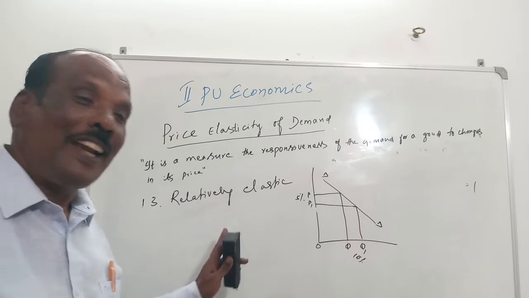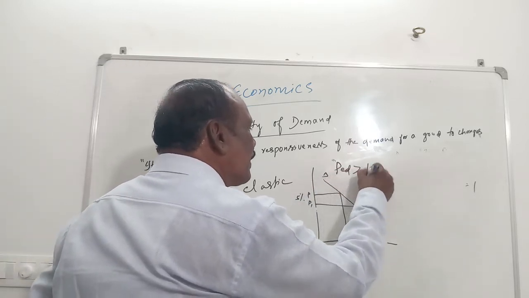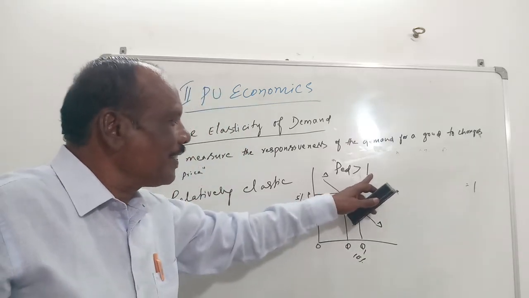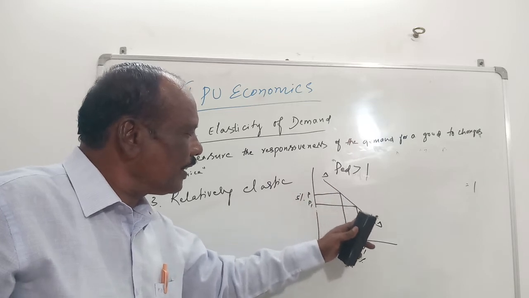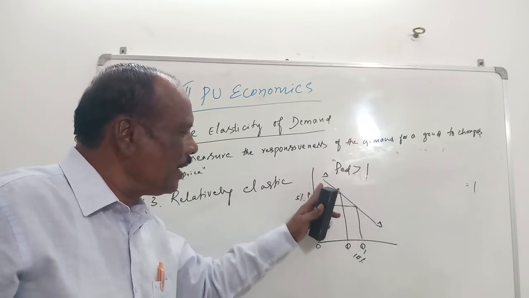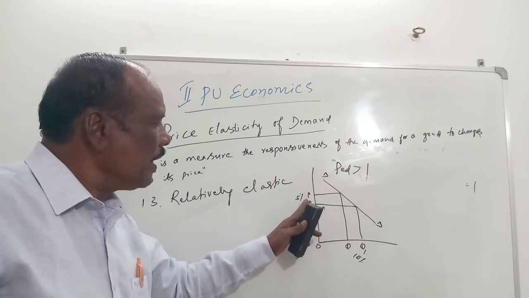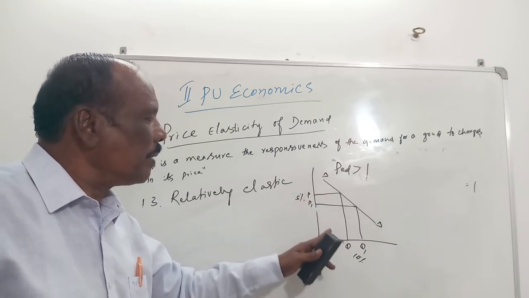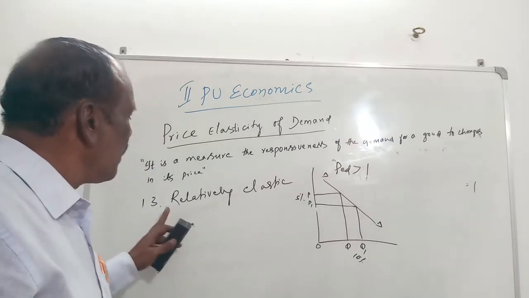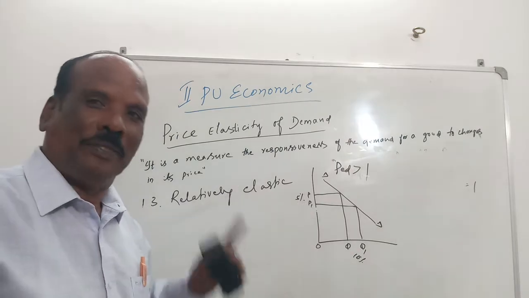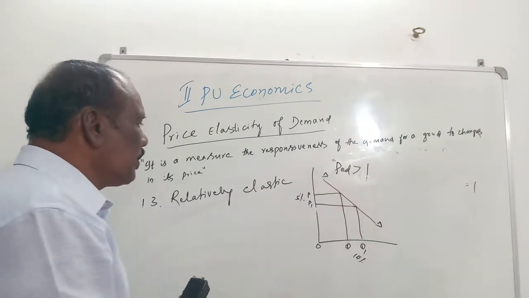More elastic, relatively elastic. Here PED is greater than 1. You just see this DD curve, that is the demand curve. Here there is only 5% change in price, but it leads to 10% change in quantity demanded. And this is called relatively elastic. And here PED is greater than 1. Coming to the fourth one.